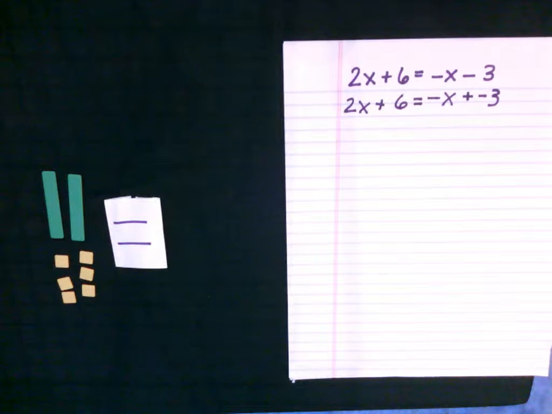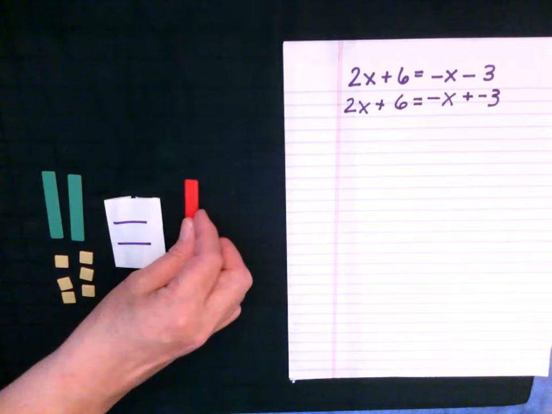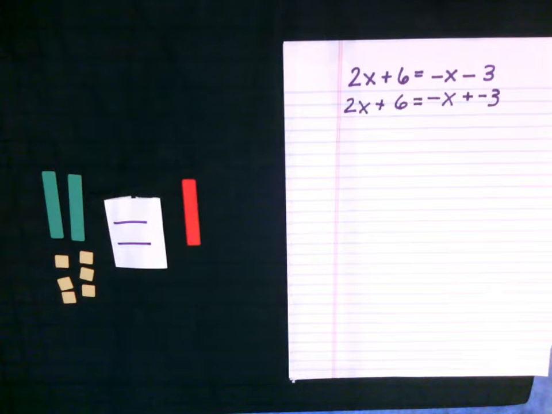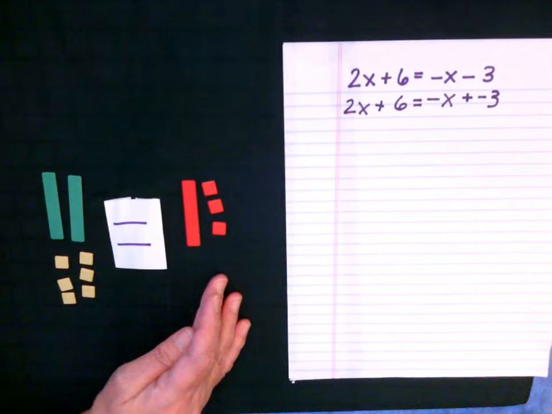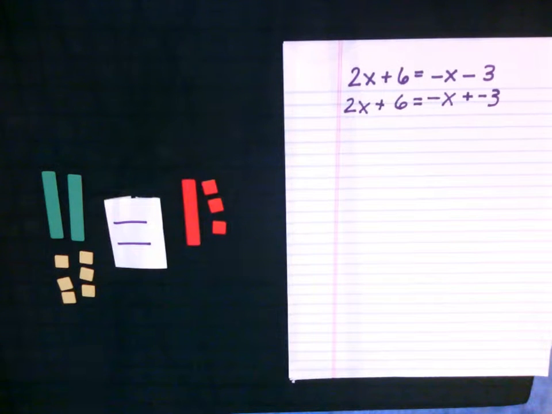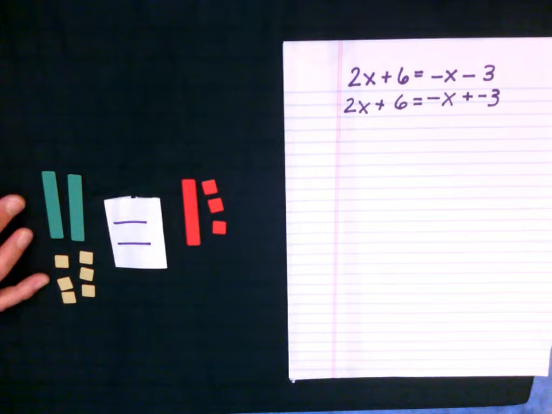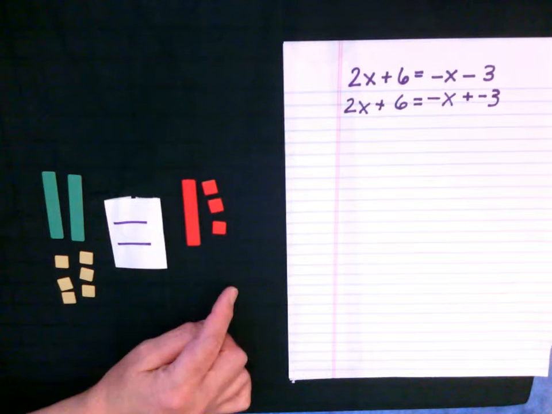Then on the right-hand side, I want to show negative x, so I'm going to put one of those long rectangles, but with the red side facing up to make it negative, plus a negative 3. So here is my negative 3 ones pieces. So this is my initial setup. 2x plus 6 equals negative x plus a negative 3.